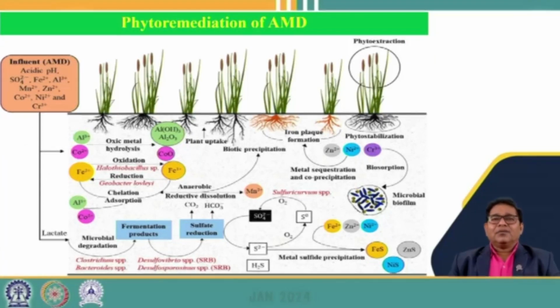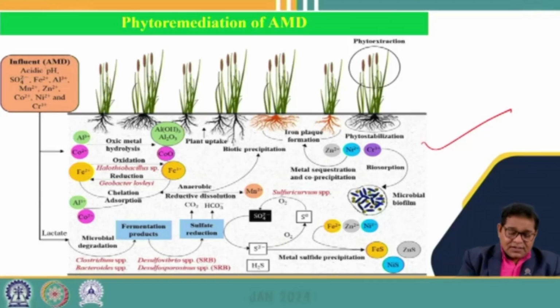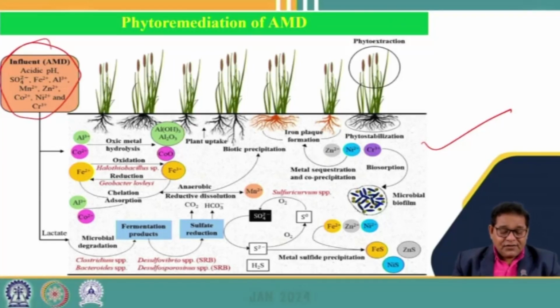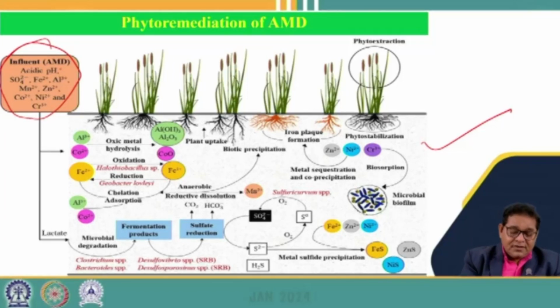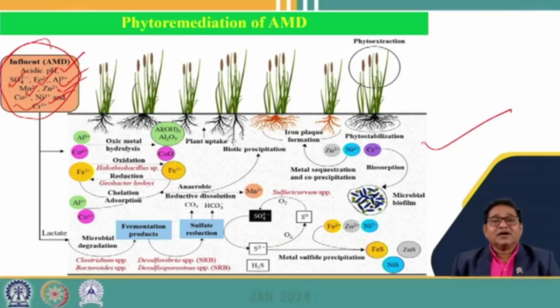And then let us talk about another treatment system which is most commonly used, the phytoremediation process, for the treatment of acid mine drainage. This is the schematic of the phytoremediation technique. Here we see the influent, which has an acidic pH and contains a lot of sulfate, iron, aluminium, and also manganese, zinc, nickel, and various other metals present in this acid mine drainage.